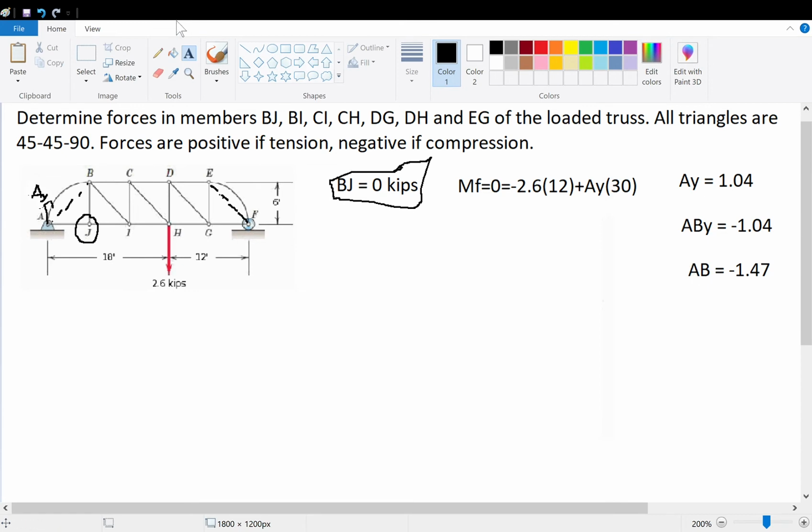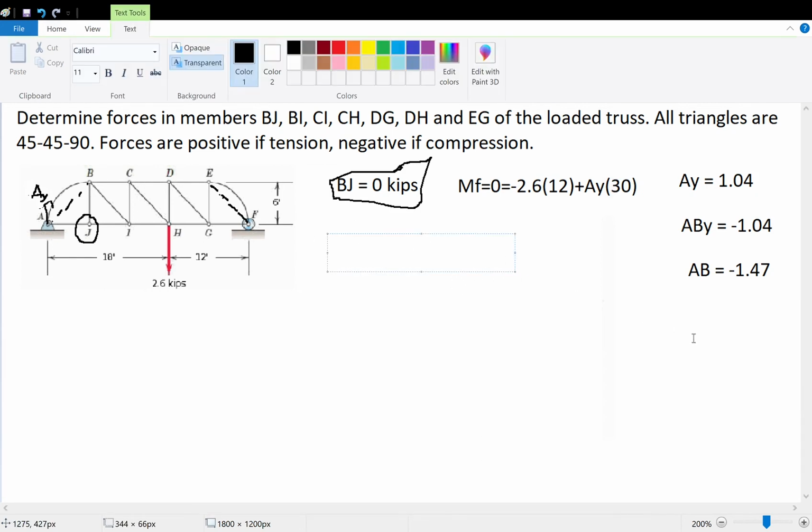So this is going to be the first member that we get, but it's not one of the members that we were told to get. But now you can move on to the next joint, because this is method of joints. Since you know that AB is equal to negative 1.47, and you know that BJ is equal to 0, you can find the vertical component of BI, because the vertical component of BI is going to be equal to the vertical component of AY.